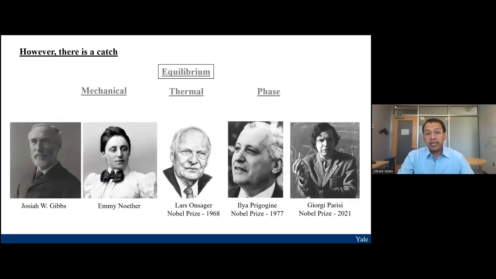And the thing is that these ideas are so important that in recent years, as soon as you find something which is applicable to a system out of equilibrium, they give you a Nobel Prize for it. So all the undergraduates and first year graduate students in physics who want to win a Nobel Prize, take some notes.